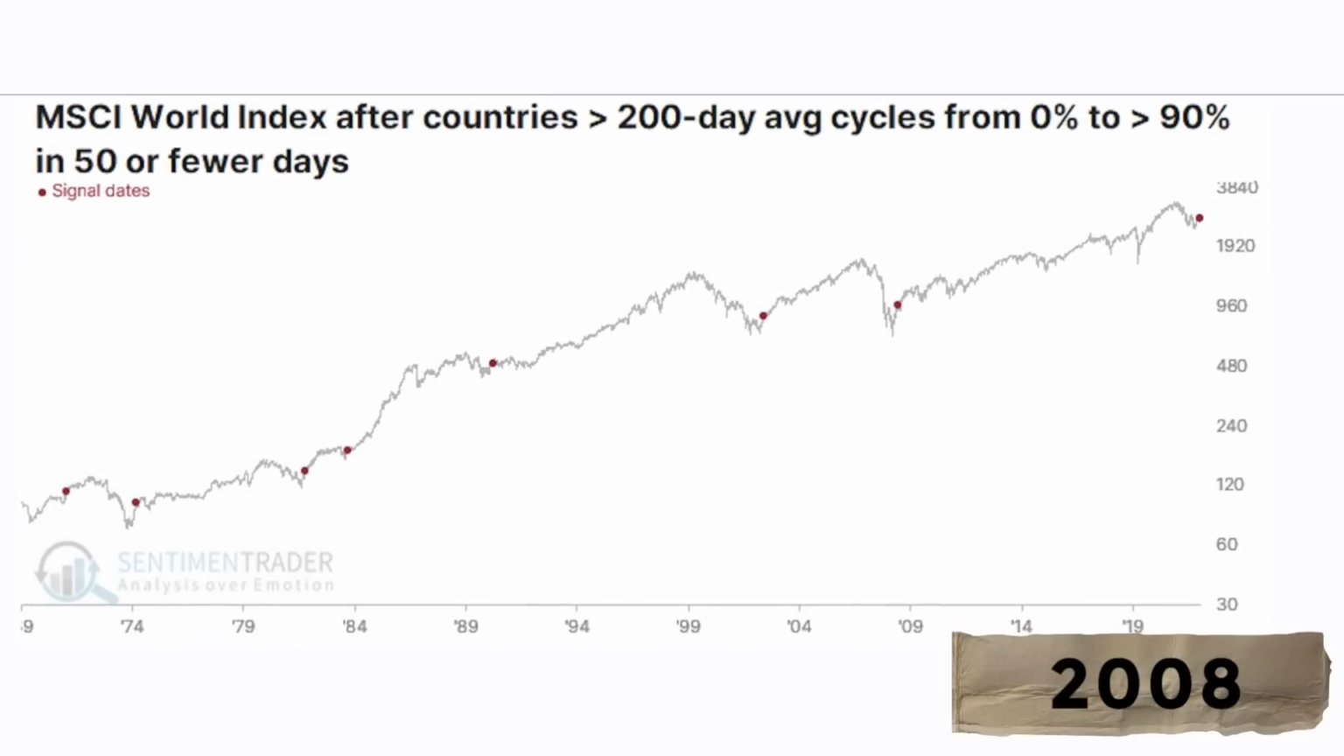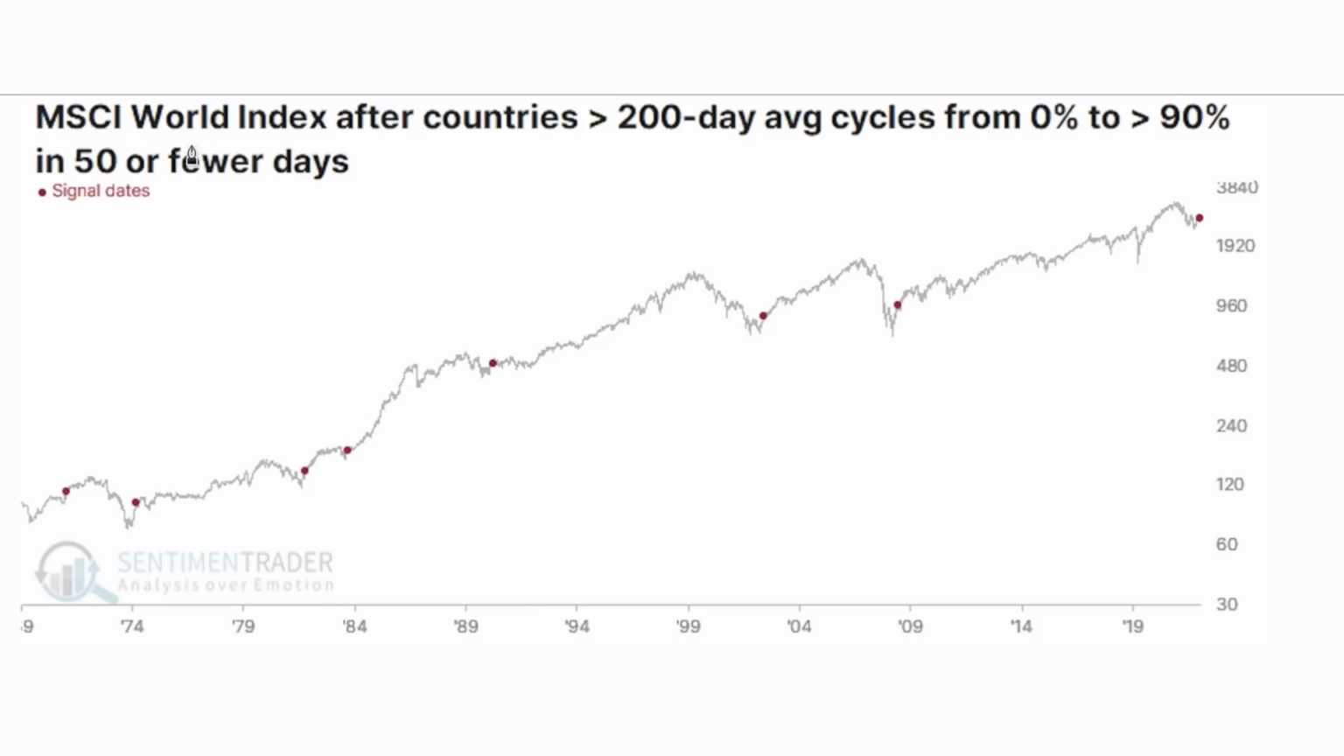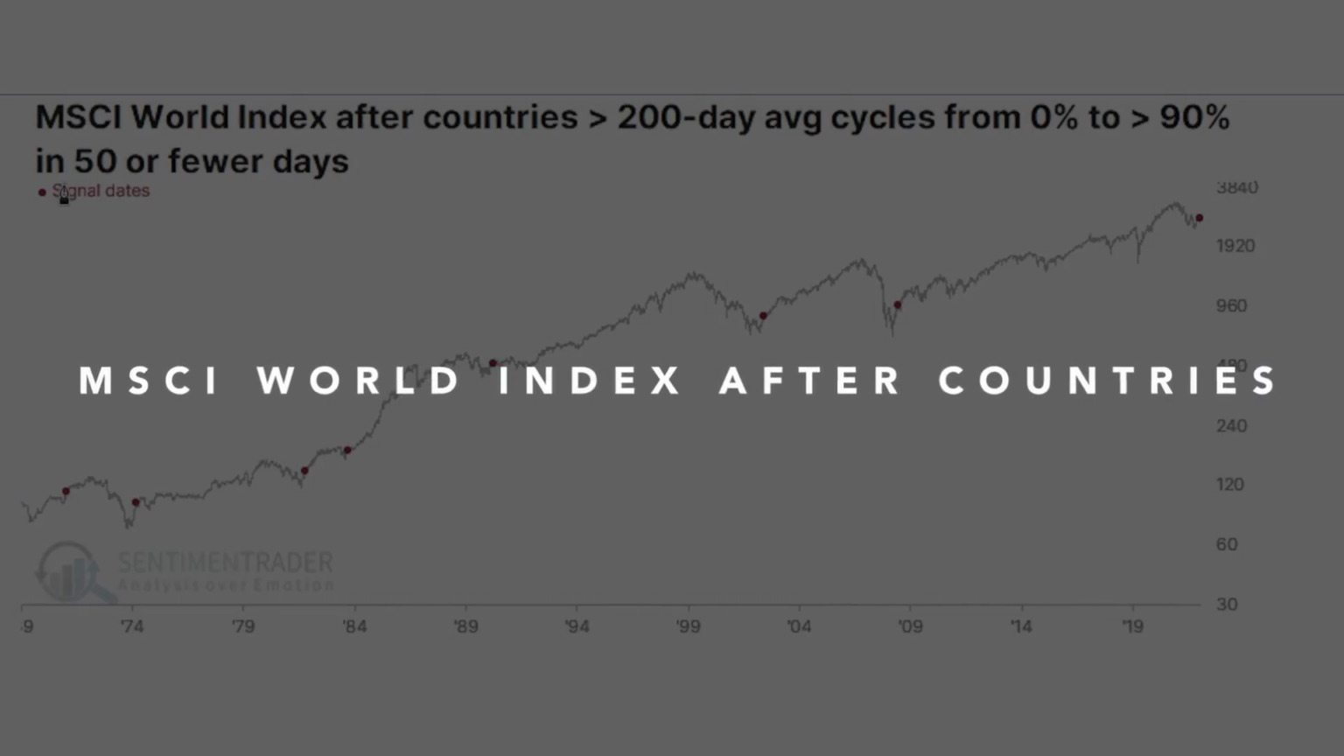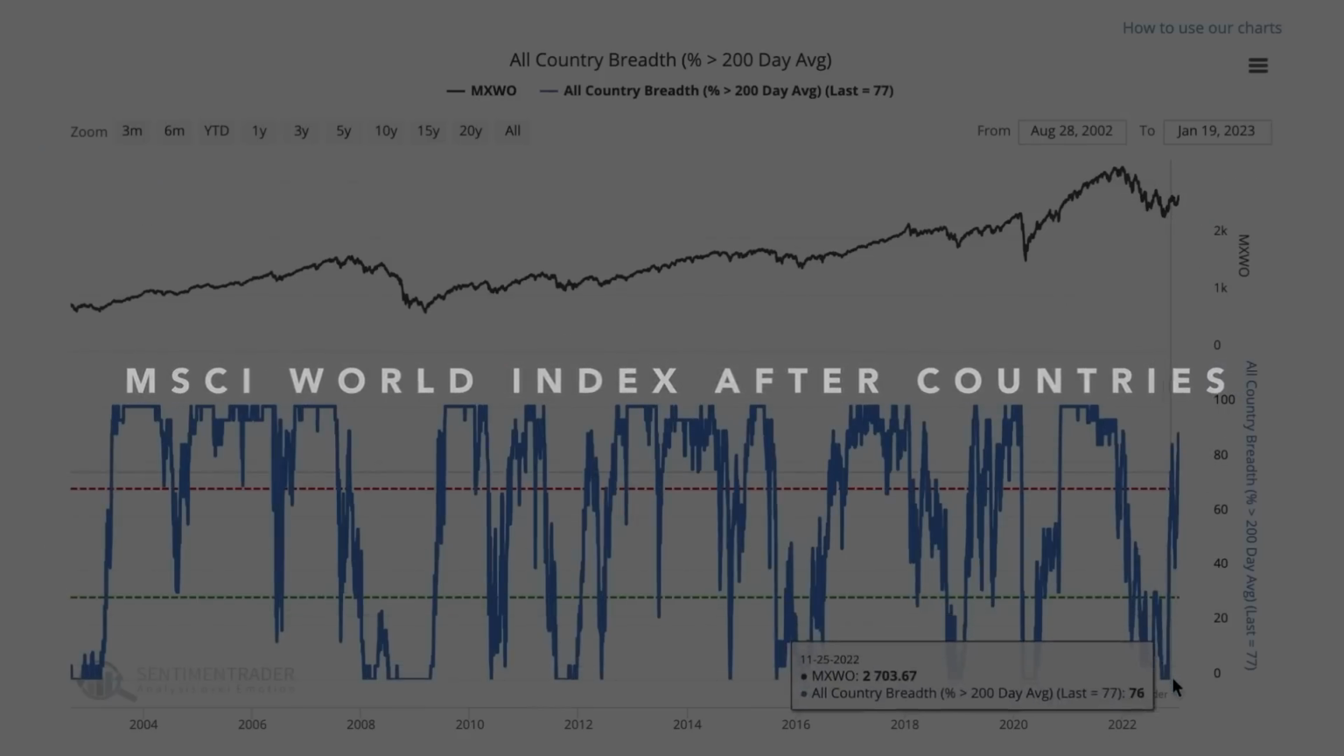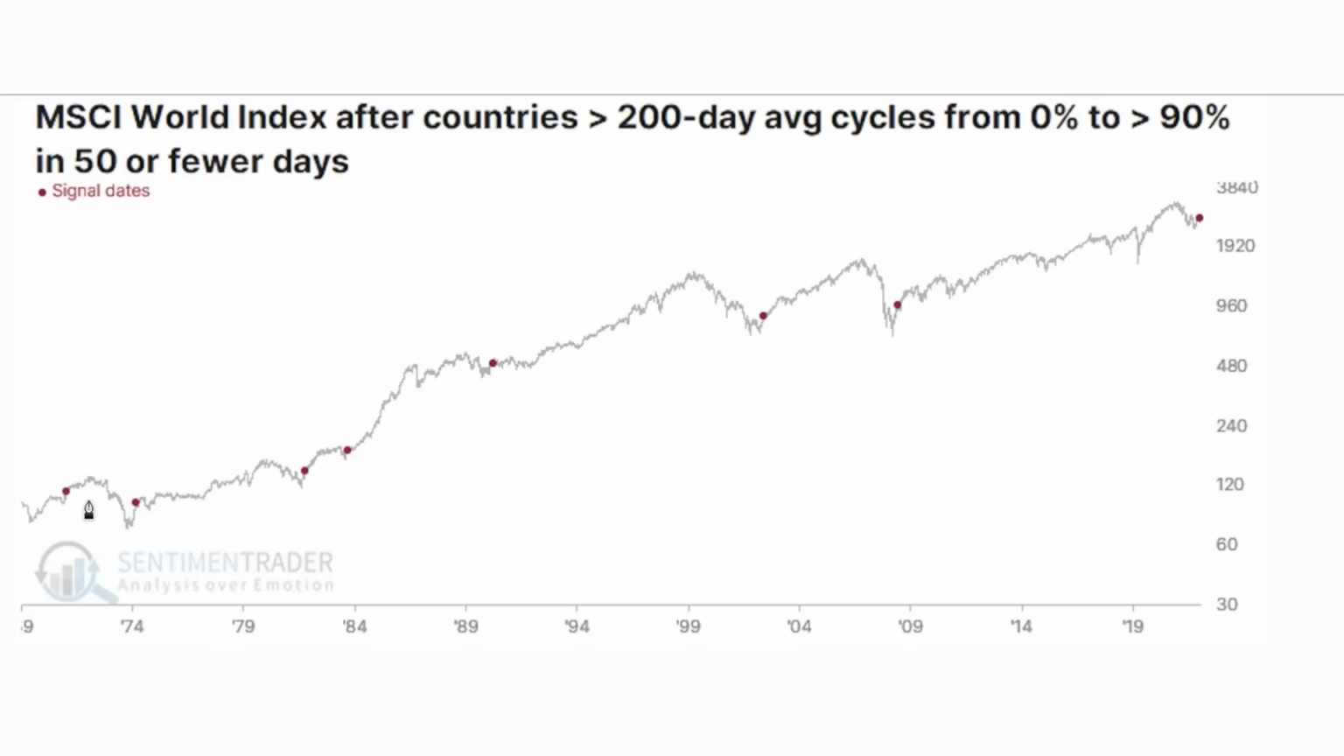Now, if we look at this data very objectively and look at how many times we've seen this indicator go from 0 to 90% in less than 50 days, which is what we were just talking about here, and actually what just happened here over the past few months. And you can see the dotted lines here correspond to similar signals throughout history where we've seen that happen on stocks around the world.